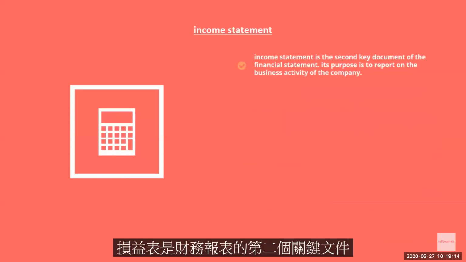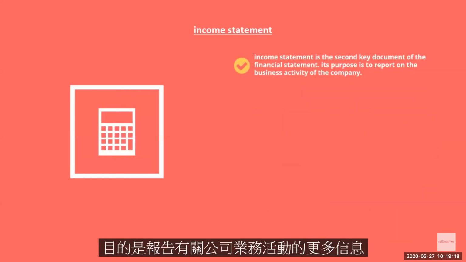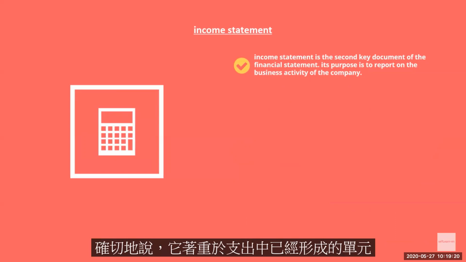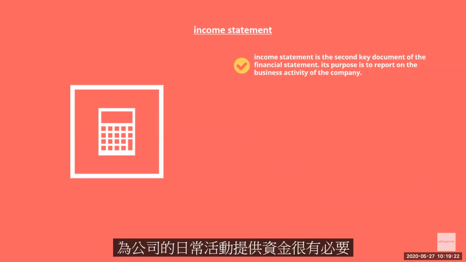The income statement is the second key document of the financial statement. Its purpose is to report on the business activity of the company. To be more precise, it focuses on the sales that have been made and the expenditures that have been necessary to fund the daily activities of the company. And it concludes with the resulting profit or loss that has been made.